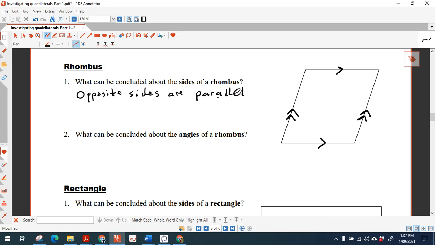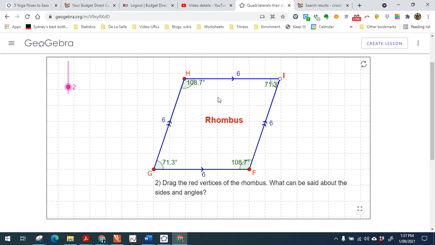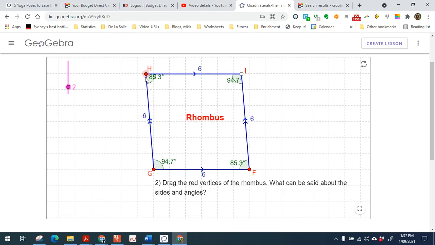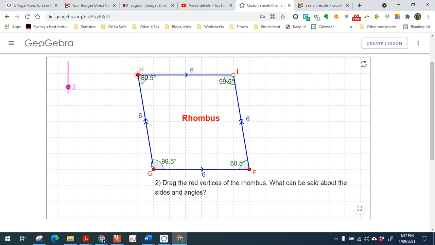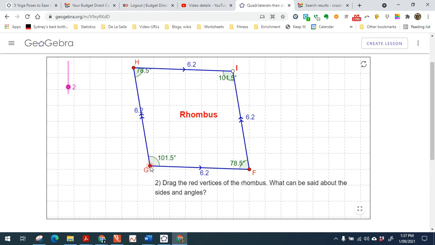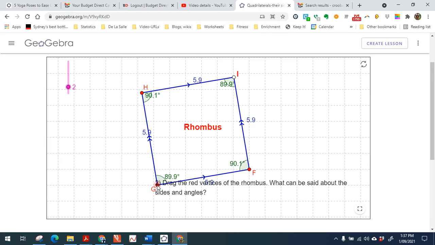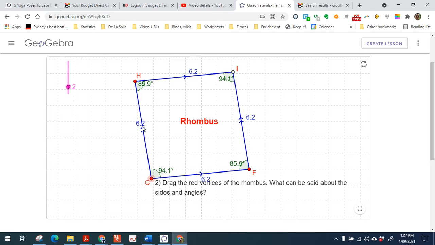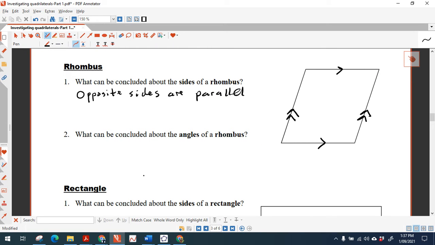The other thing we should note about the sides, let's go back here, is have a look at the sides. 6, 6, 6, and 6. All the sides are equal. So for a rhombus, no matter what I do, the rhombus always has equal sides. You can see that there. No matter what I do, every side has the same length. Okay, so let's write that down. Opposite sides are parallel and equal, just like the parallelogram in fact.